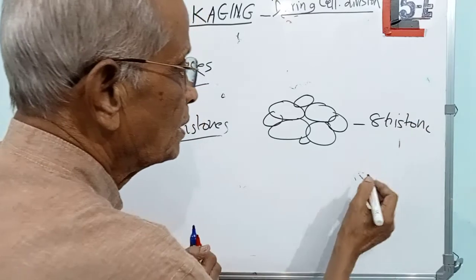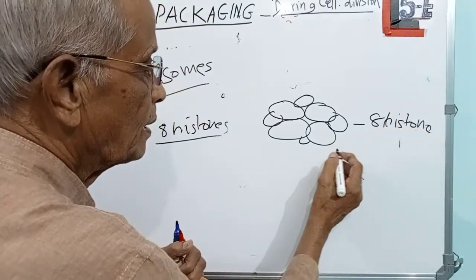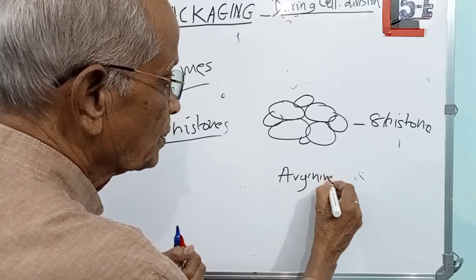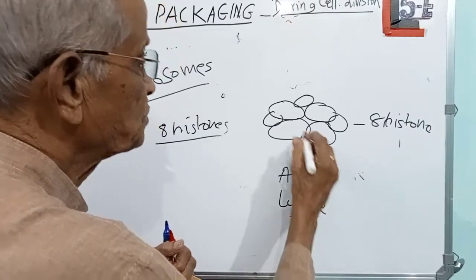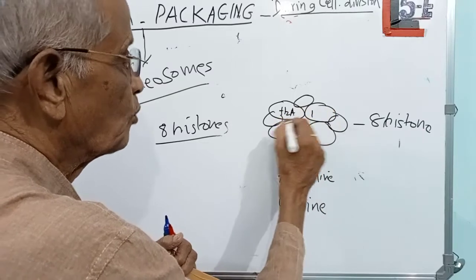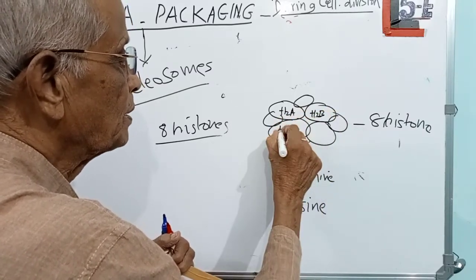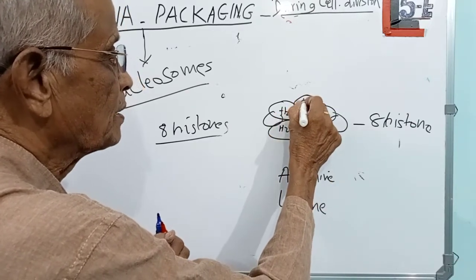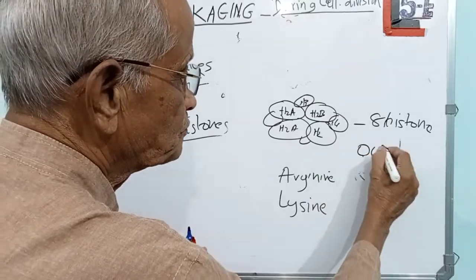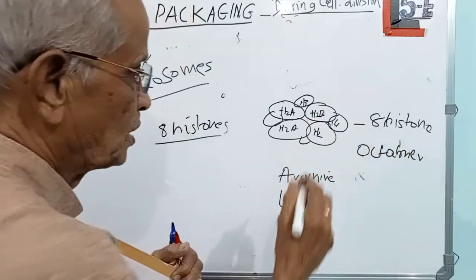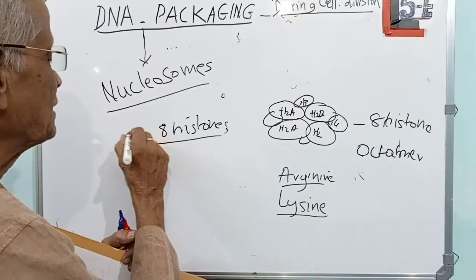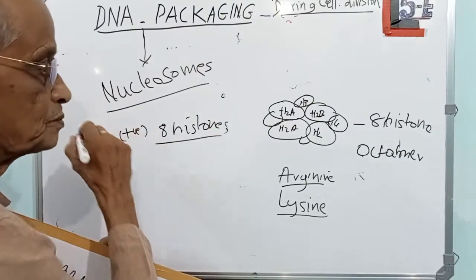Histone is a protein, and it has 2 types of components: one is arginine, the second is lysine. So these 8 pieces of histones will be H2A, one more H2A, H2B, H2A, H2B, like that, H3, and then H4. The 8 of them will form what's called the octamer. That is the first thing. They are rich in arginine and lysine, and that gives these histones a slightly positive charge.